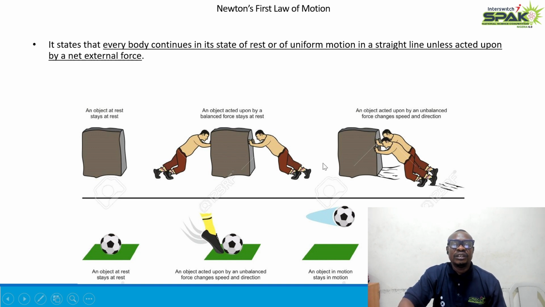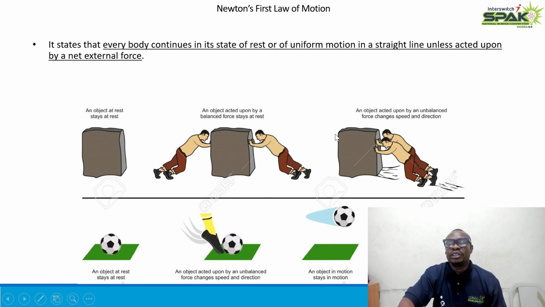So what do we mean in this case? This object was at rest and will forever continue to remain in this particular state. In this case too, though we have forces on both ends, the forces on both ends are equal, so the net force acting on this object is 0. At this point the object still remains at rest, despite the fact that forces are acting on it, because the net force is equal to 0.